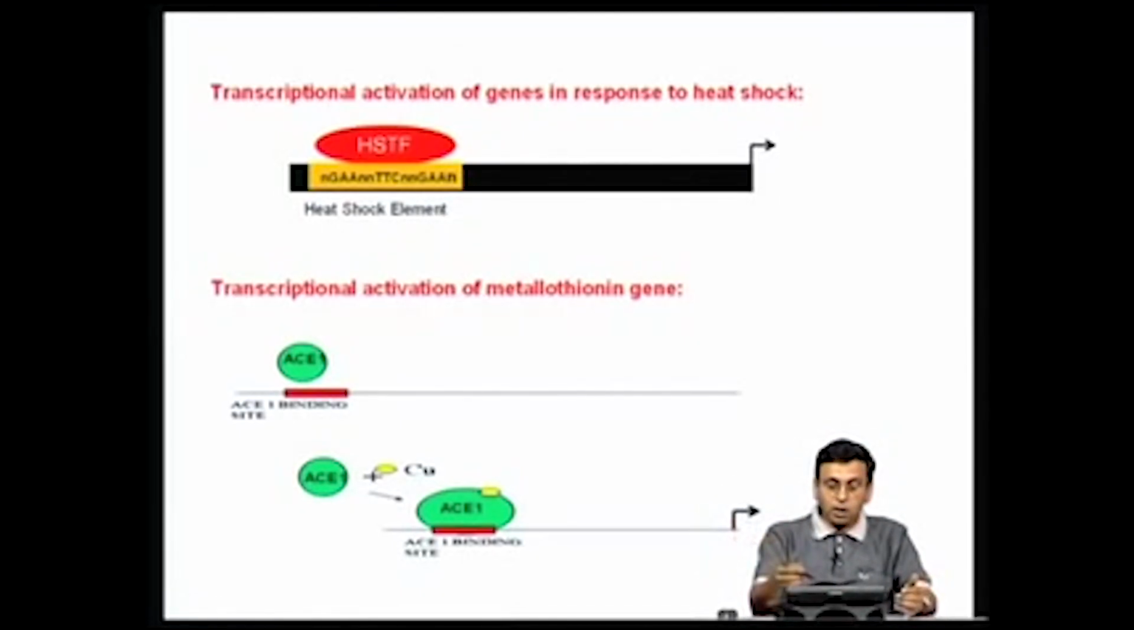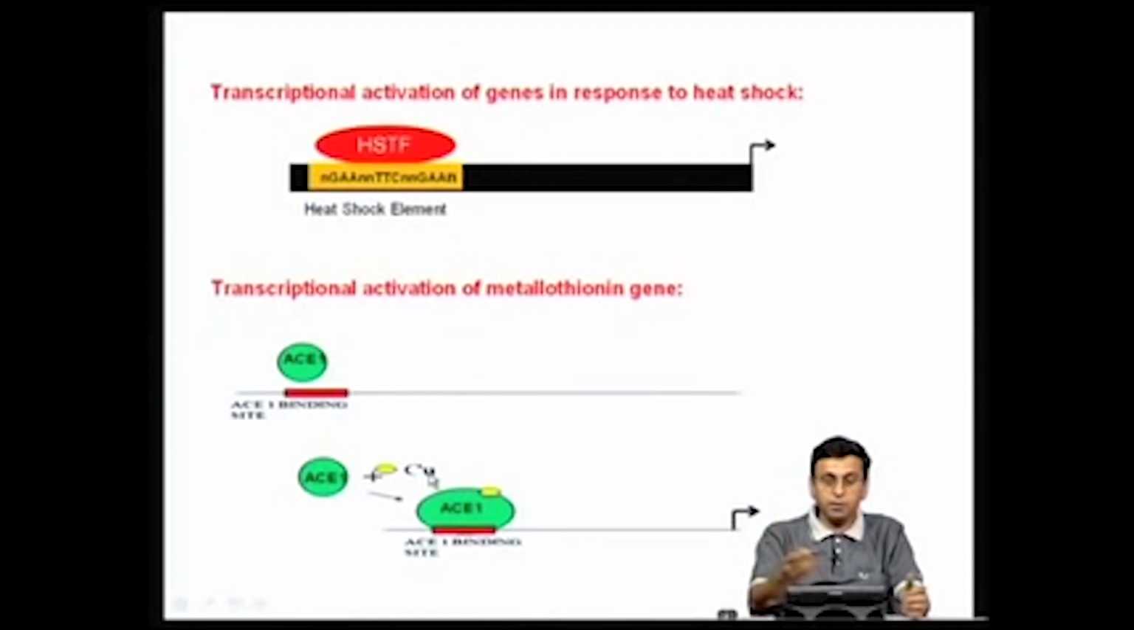Similarly, there are what are called metallothionein genes. Now this gene need not be expressed in normal times. This gene will be expressed only when the metal concentration goes up inside the cells. So it turns out when you look at the promoter regions of these metallothionein genes, there is a binding site for a transcription factor called ACE1 in yeast cells. In this case we are talking about yeast cells.